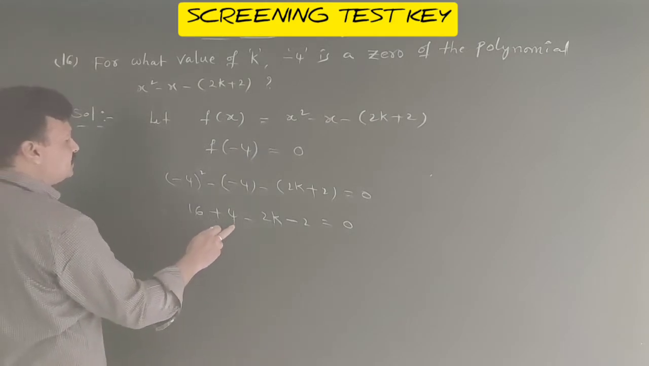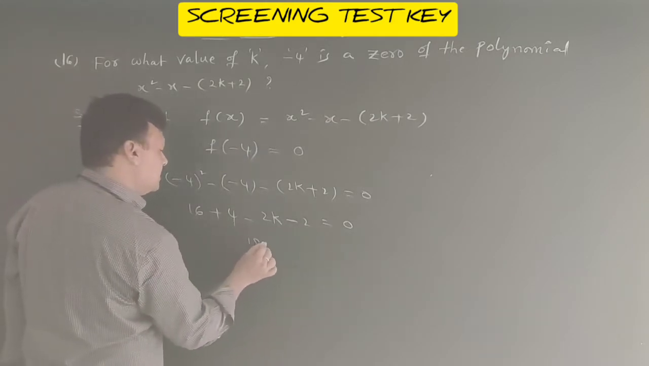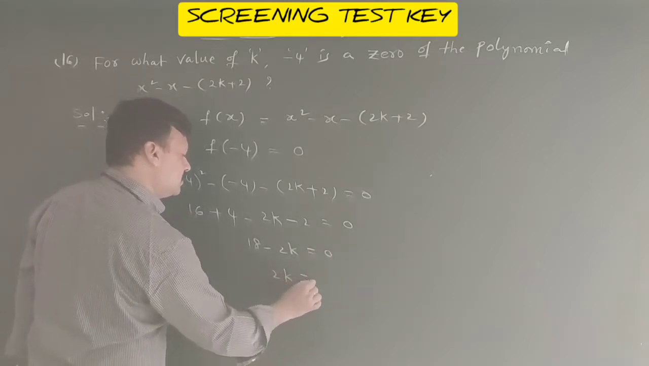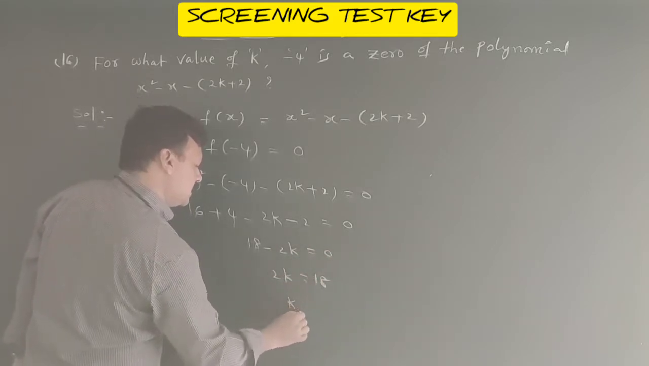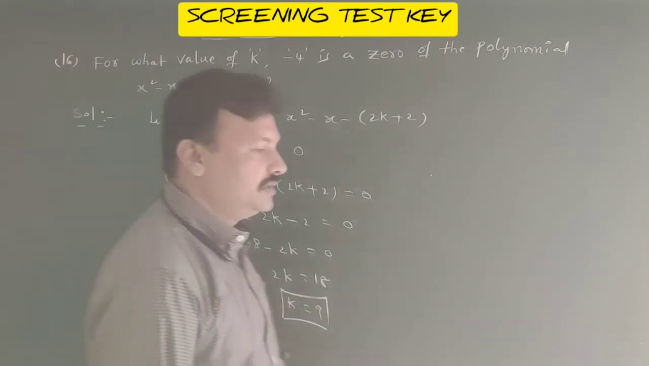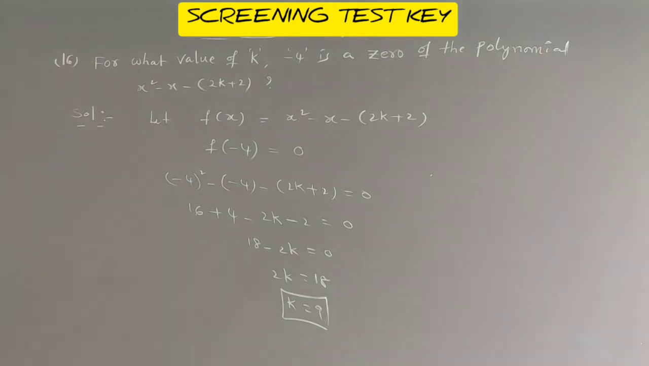Here 16 plus 4, 20, 20 minus 2, 18, 18 minus 2k equal to 0, 2k equal to 18, k equal to 9. k equal to 9 is the required answer.